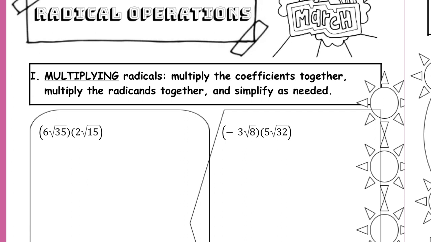I like it. Let's multiply the 6 and the 2. What do we get when we multiply the 6 and the 2? Oh, you're so smart. And then what do we do?